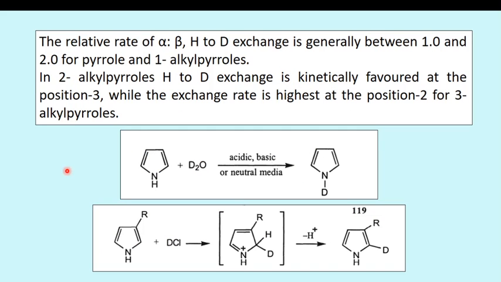The relative rate of alpha to beta hydrogen to deuterium exchange is generally between 1.0 and 2.0 for pyrrole and 1-alkyl pyrroles. In 2-alkyl pyrroles, hydrogen to deuterium exchange is kinetically favored at position 3, while the exchange rate is highest at position 2 for 3-alkyl pyrrole.